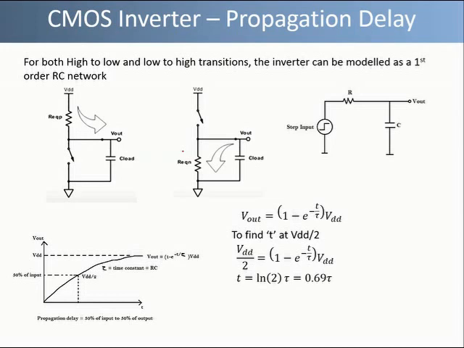For both high to low and low to high transitions, the inverter can be modeled by a first order RC network, where C represents the total load capacitance and R represents the equivalent resistance of NMOS or PMOS depending upon the output transition, and the voltage source represents a low to high or high to low step input.